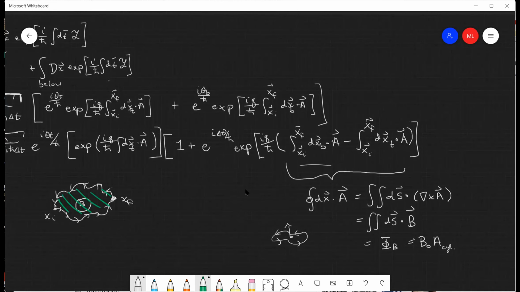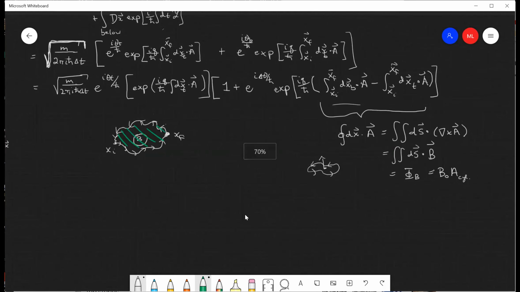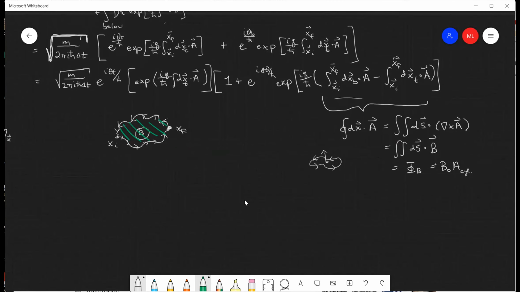So we have this, and now if we take the magnitude of the propagator squared, which would give us a sense of the probability of moving from one point to the other.